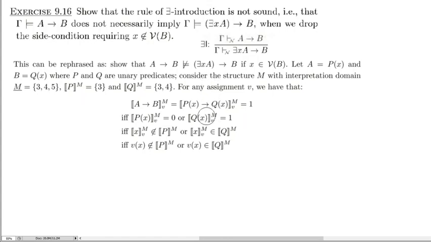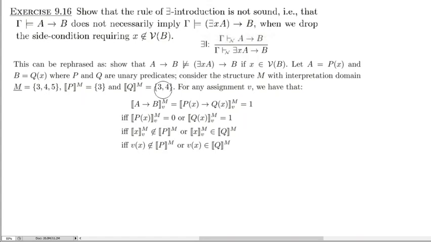So we're going to create a gamma. We're going to create some kind of an interpretation, some structure for which we can show that this doesn't hold. So we're going to let A be P of x and B be Q of x, where P and Q are unary predicates. And then we're going to create a structure M, which has in its universe just the numbers 3, 4, and 5. And P under M is just the set with the number 3, and Q under M is just the set with the numbers 3 and 4.